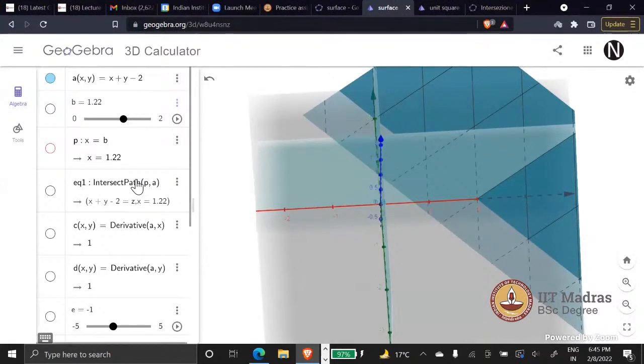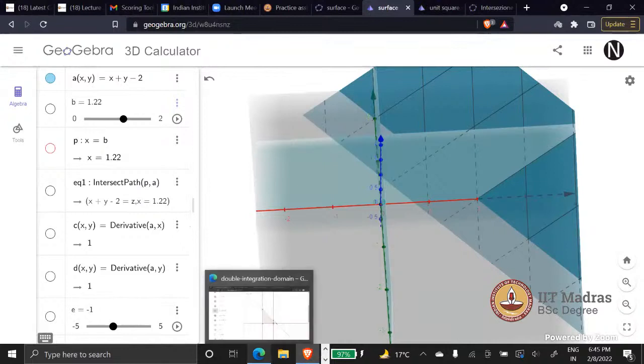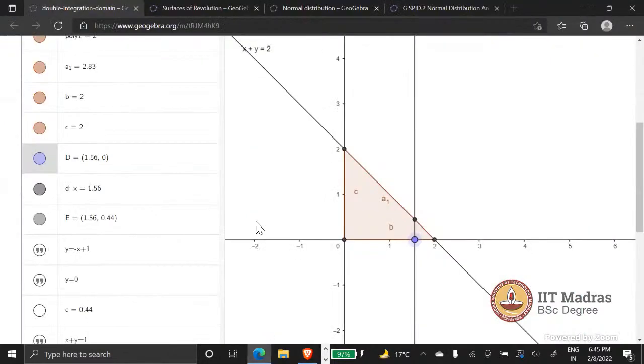But in 2D, what we are doing is actually bounded by the three lines: x plus y equals 2, x equals 0, and y equals 0. This is the confusion here. These are the three planes, na ma'am? What I understand, yeah, these are the three planes, and the third plane is x plus y equals 2.